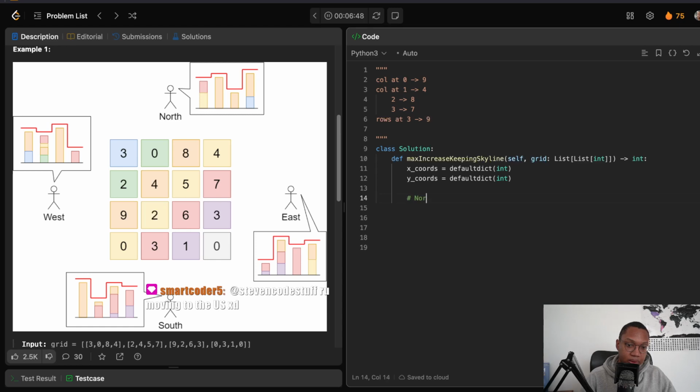So do north. And not even twice, just literally, what's the max here and then what's the max here. So if I go here, max for column 0, column 1, column 2, column 3.